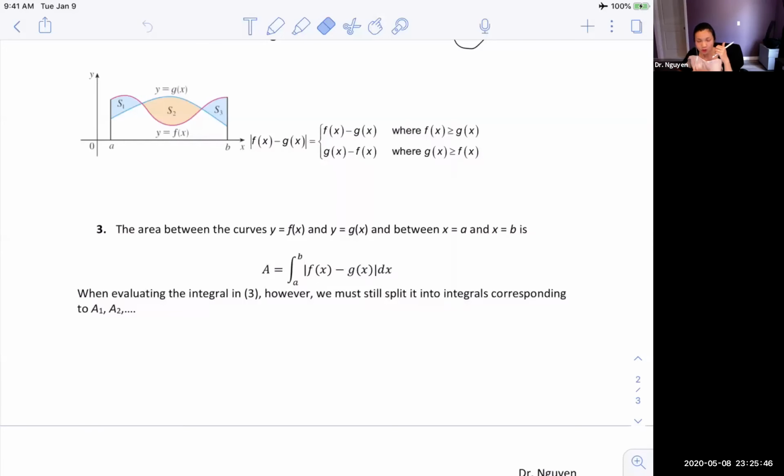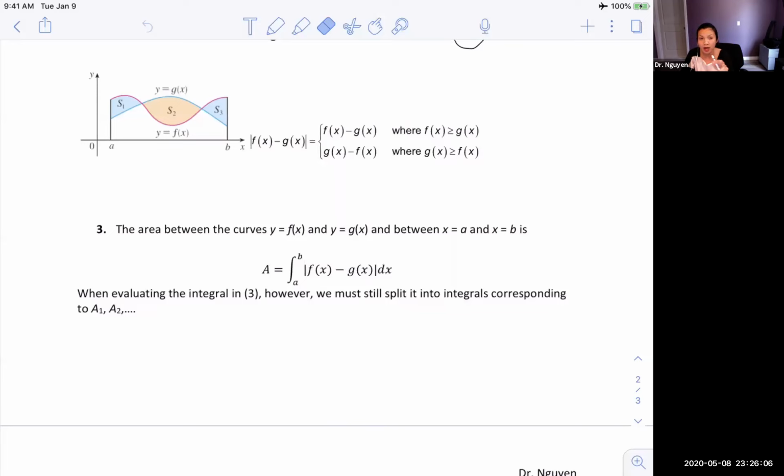Hi class, so this video is also about the areas between curves. Now what happened last time, I mentioned that we need to know which one is the upper boundary and which one is the lower boundary, because we're going to take the higher, subtract the lower.